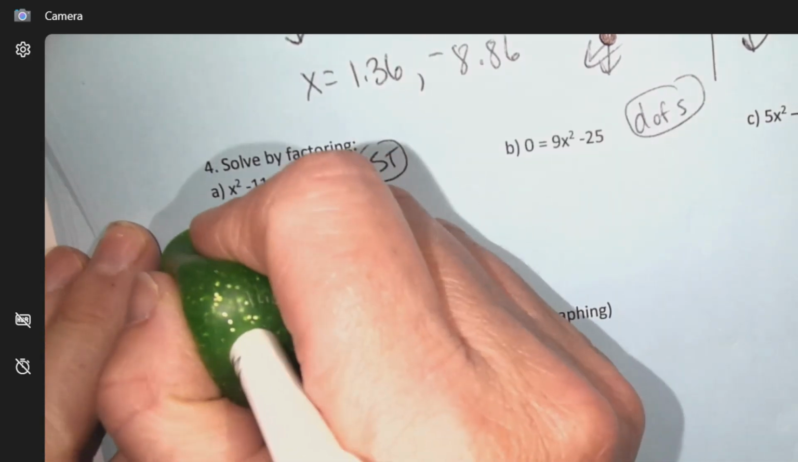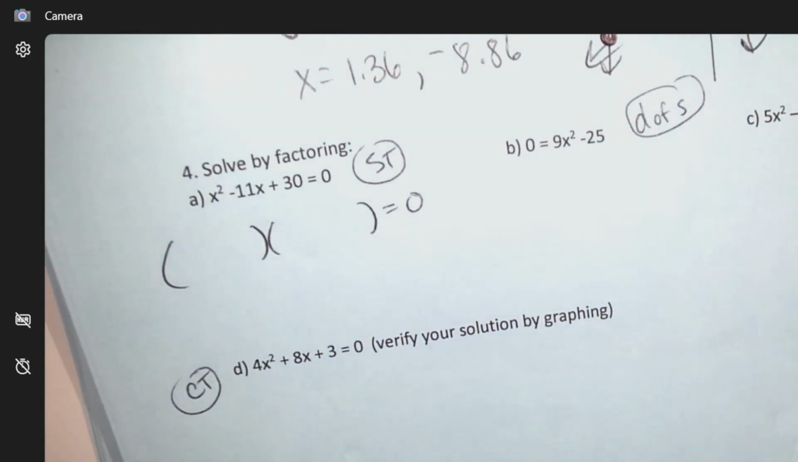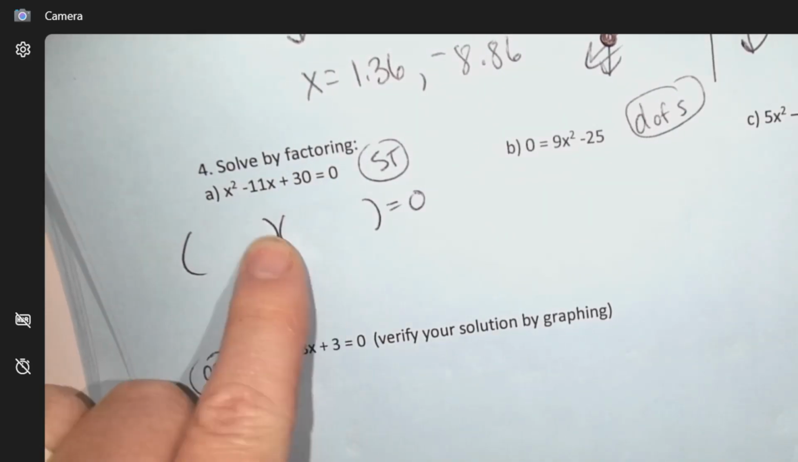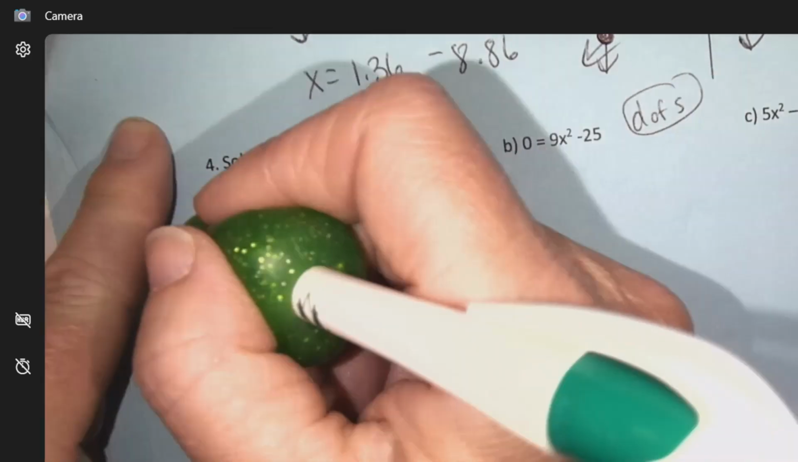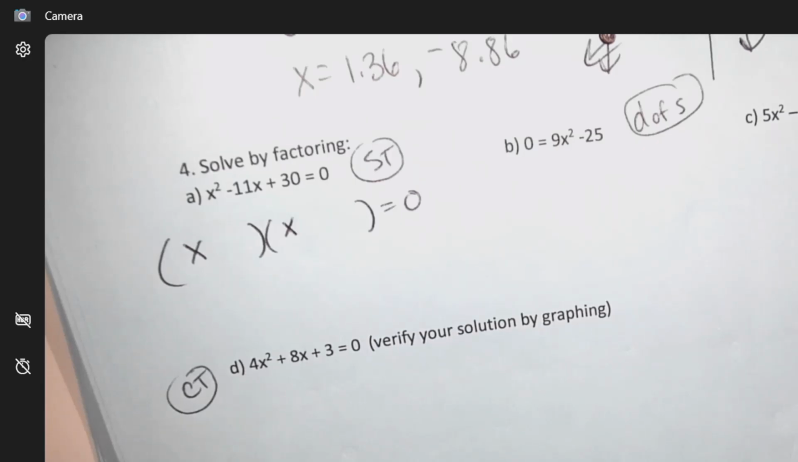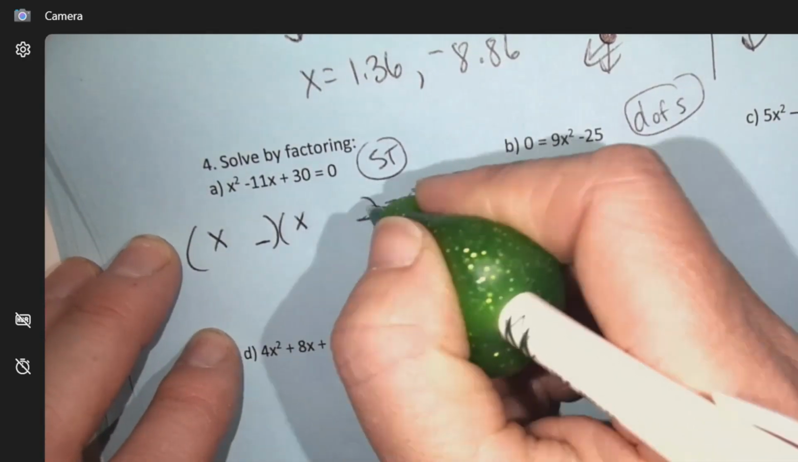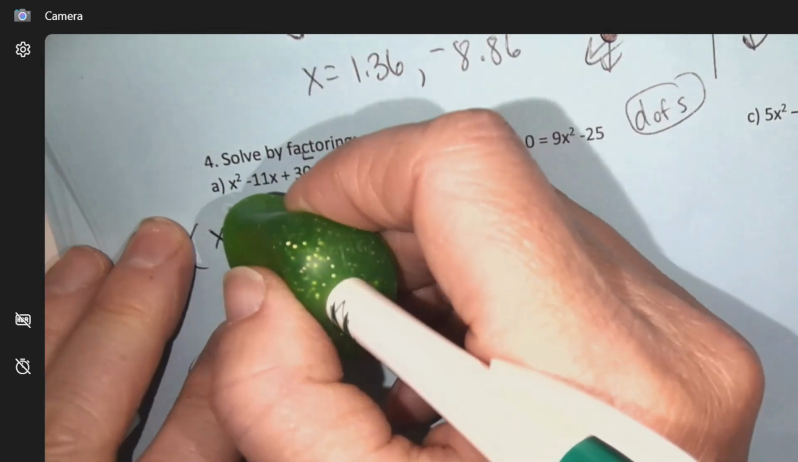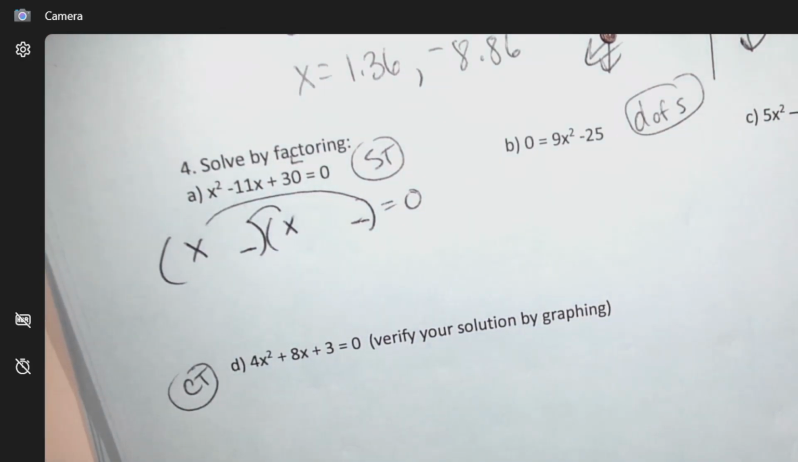Okay, so simple trinomial, your factors look like that. And then you go first times the first makes x squared. So x times x makes that x squared. The last times the last has to multiply to 30. But at the same time, it has to add together to make negative 11. So you're trying to get a number pair that multiplies to 30 and can add up to negative 11.